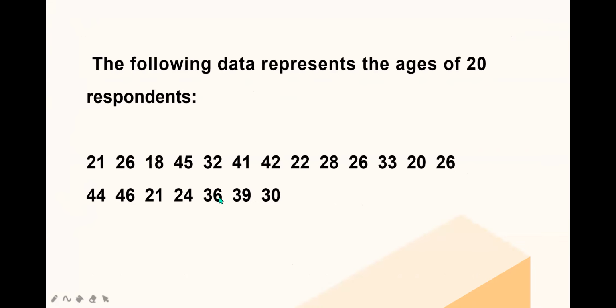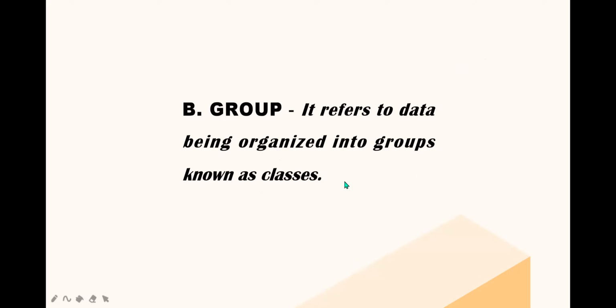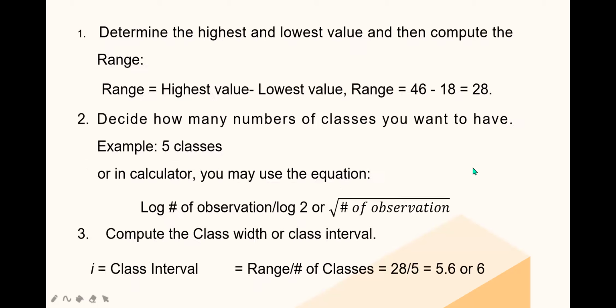Okay, so this is our data. Again, what is our lowest number? So our lowest number here, I think it is 20, and the highest number is 45. No, it's 46. Okay, so 20 and 46 is our lowest and highest data. But I have here 18. Let me see again. Yes, we have 18 here. So our lowest data is 18 and our highest data is 46.